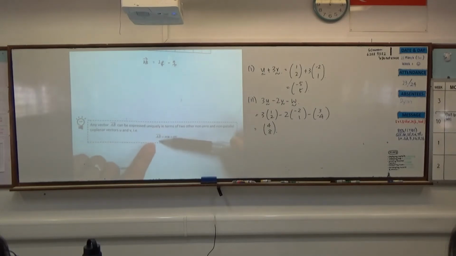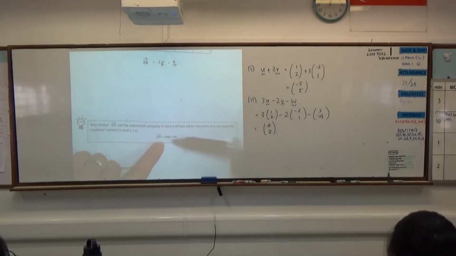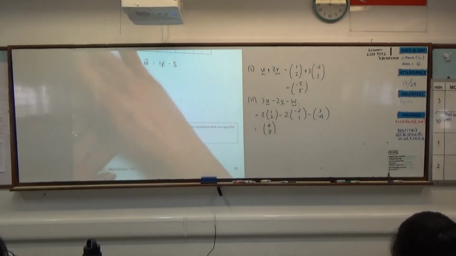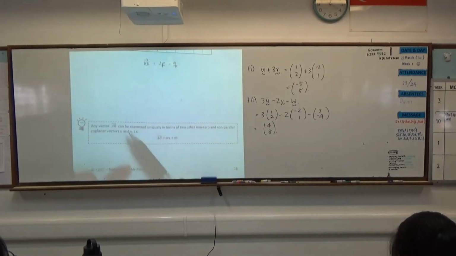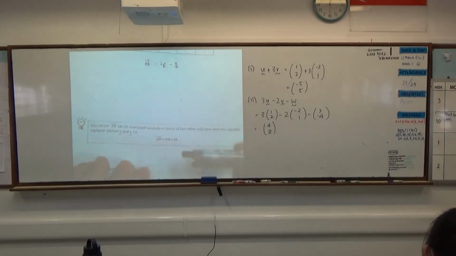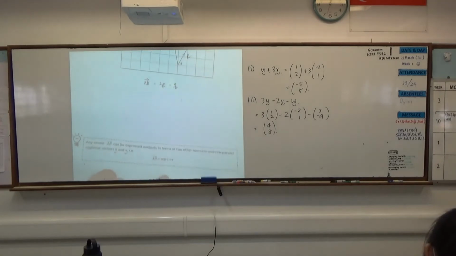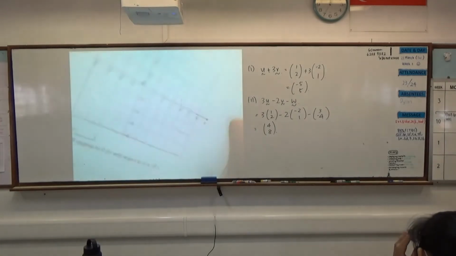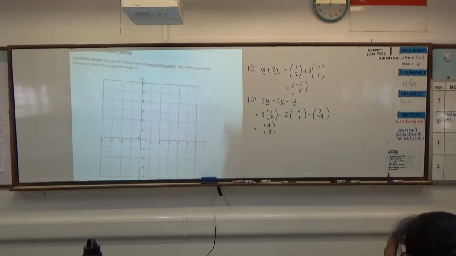Any vector can be uniquely expressed in terms of 2 other non-zero, non-parallel, coplanar vectors U and V. Coplanar means that they are on the same plane, meaning the same dimension of the vector paper. So this idea we have actually addressed earlier when we looked at simplification of some vectors.